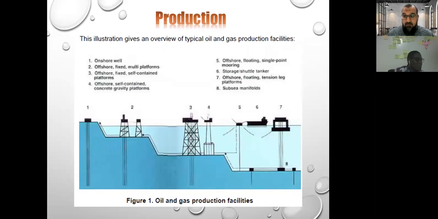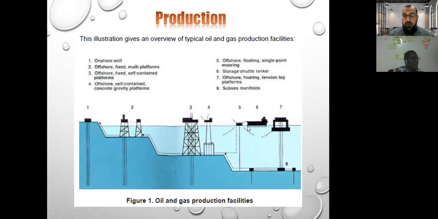As I said, we have onshore, as shown in this photo. The first one is onshore. It is on the land, so it is an onshore production facility. However, the others are offshore. Numbers 2 to 7 are offshore platforms, and there are many types. For example, the second one is a fixed offshore platform. Number 3 is called an offshore fixed self-contained platform. Number 4 is called an offshore self-contained concrete gravity platform.